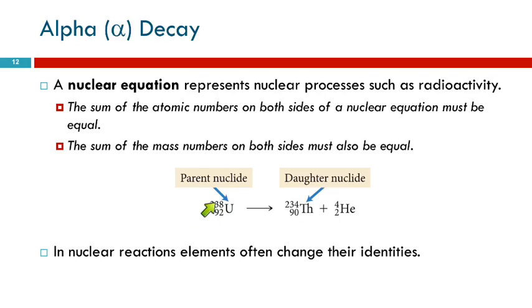Here's the mass number. The mass numbers also have to be equal. So 234 plus 4 is 238, and that's what it is over here.